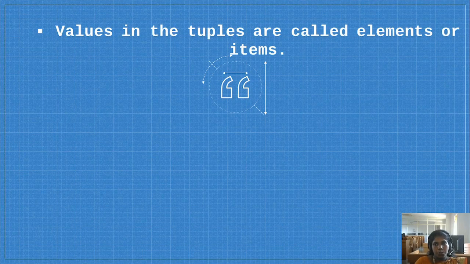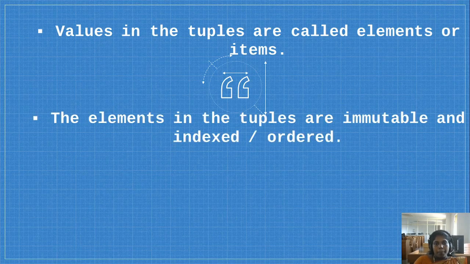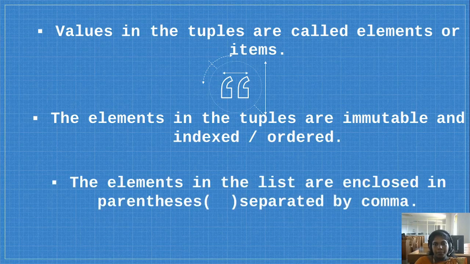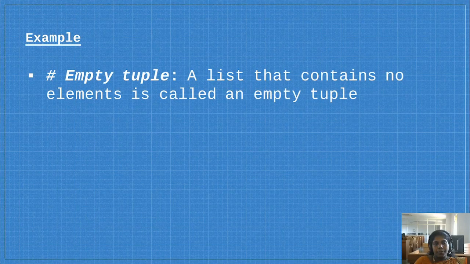So values in the tuples are called elements or items. The elements in the tuple are immutable and indexed, or can be called ordered. The elements in the tuple are enclosed in parentheses and they are separated by commas. Now, for example, we can create an empty tuple. We can create it just by putting the parenthesis symbol. So it is an empty tuple.